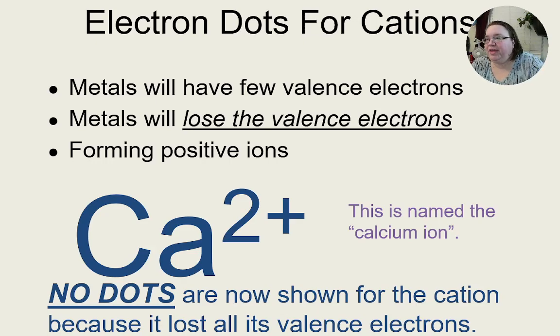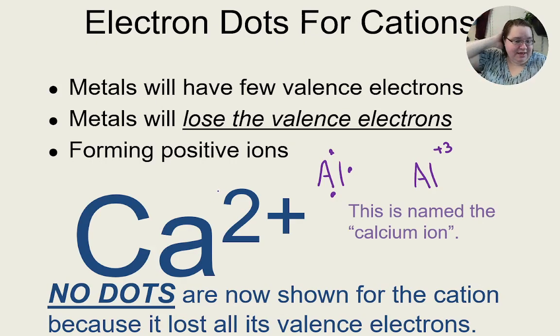I can do that with any element. So I'm going to pick on aluminum with its 3 electrons. So this is the aluminum atom, and the aluminum atom is going to lose its 3 valence electrons. So if I just have the symbol with a +3, that is the aluminum ion. The charge is generally written as an exponent behind the symbol.